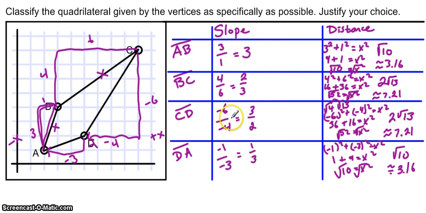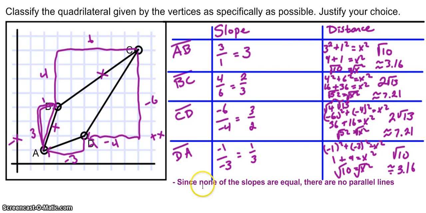So looking at these, are any of the slopes the same? 3, 2/3, 3/2, 1/3. No, none of them are the same. So let's write down that piece of information down here. Since none of the slopes are equal, there are no parallel lines.